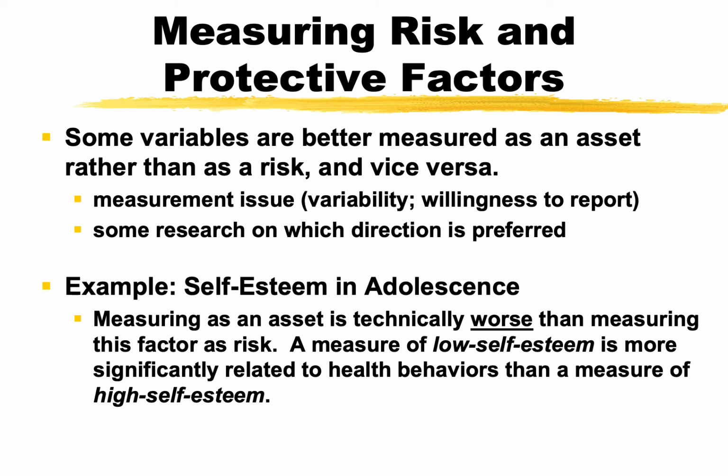Research has shown that some variables are more accurately measured as an asset rather than a risk, and vice versa. This may have to do with measurement issues, willingness to report, response bias, variability, etc. And so it's useful to make sure an instrument or a scale has determined whether the asset or risk direction that's being measured is the best way to assess such a factor or behavior.